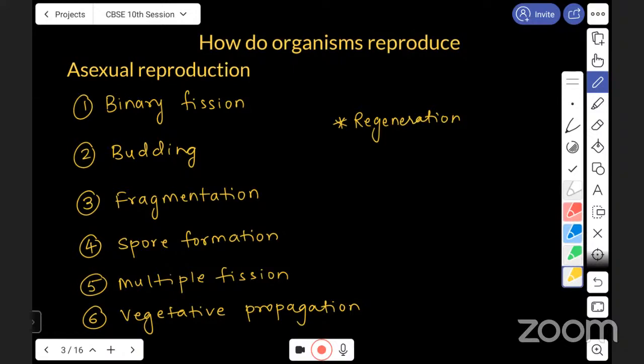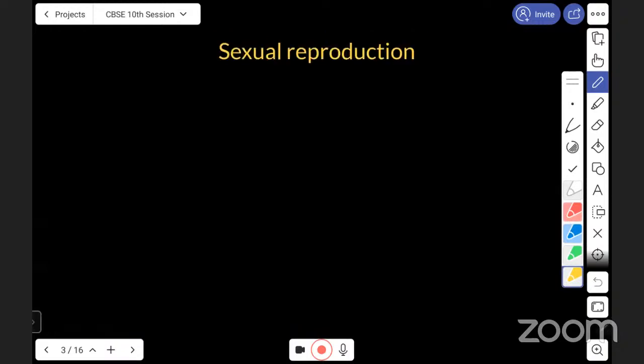Okay. Next, you all have studied about sexual reproduction, right? Now, the most important event which is involved in sexual reproduction is fertilization. This is the distinguishing point between asexual and sexual reproduction. In sexual reproduction, fertilization is involved, right? And in asexual, the fusion of gametes is not involved, right? So this is very important here.